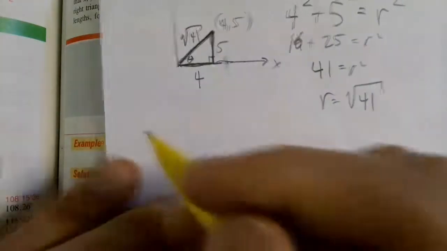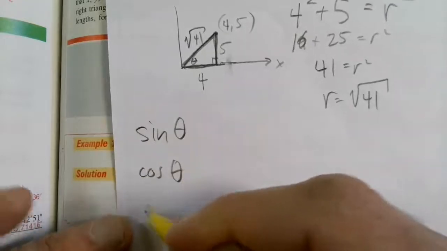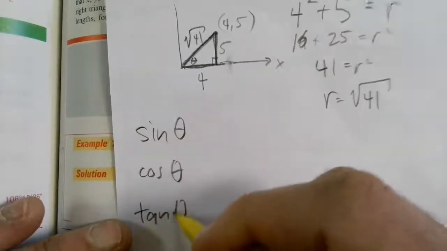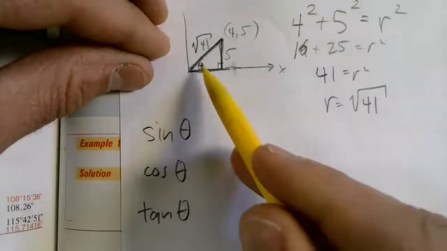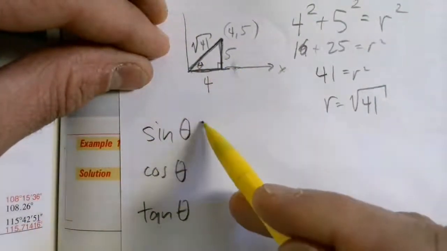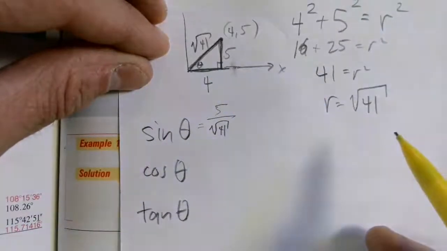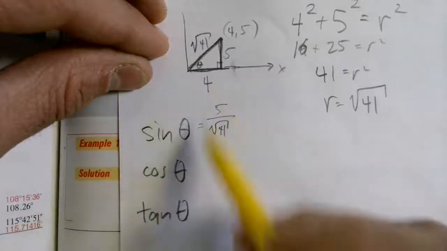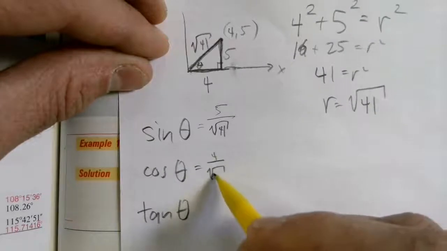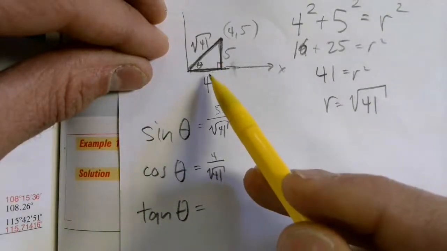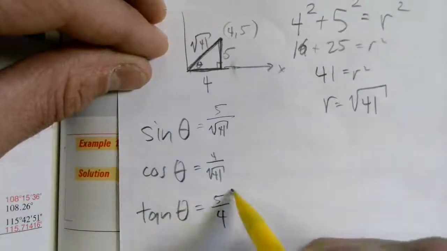So what is the sine of theta, cosine of theta, and tangent of theta? Now, we're going to use these measurements, and the sine is the opposite over hypotenuse. So that's the sine of angle theta. The cosine is CAH, adjacent over hypotenuse. And the tangent is TOA, opposite over adjacent. So there, this one's done.